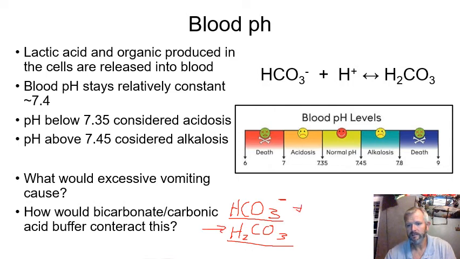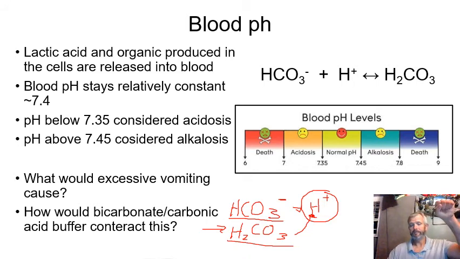Bicarbonate is basically the weak base of carbonic acid, because if I added a proton here, if I added this to this, what would I get? I would get carbonic acid. So bicarbonate would bind these protons, remove them, where carbonic acid, if I added it, would increase this amount. So basically a buffer is a weak acid and its conjugate weak base. The conjugate weak base in this case is the bicarbonate.